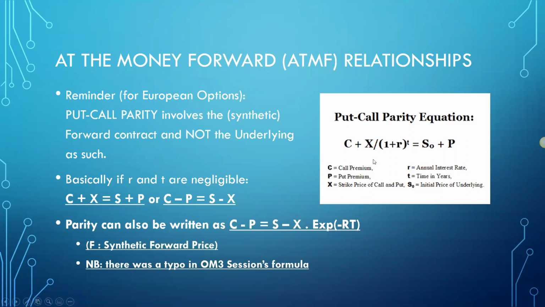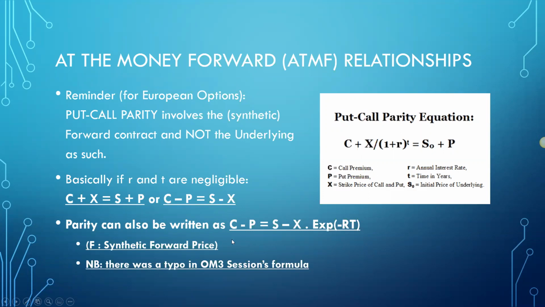So this is the put call parity equation. And as I said last time, if we want to assume that the interest rate or the time to maturity is negligible, a lot of people use this. So basically, call minus put should be equal to the underlying minus the strike. So that's basically what most people use there.